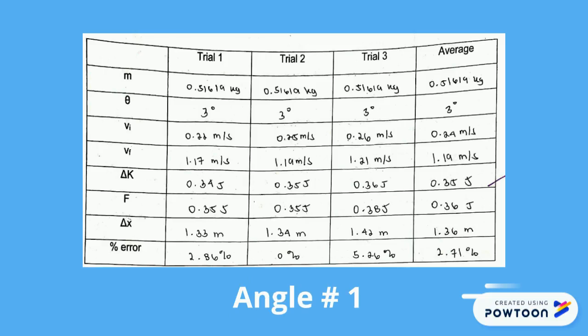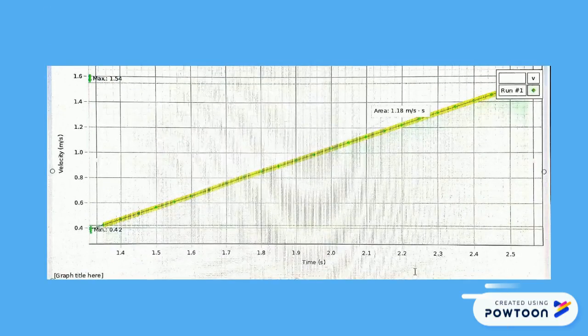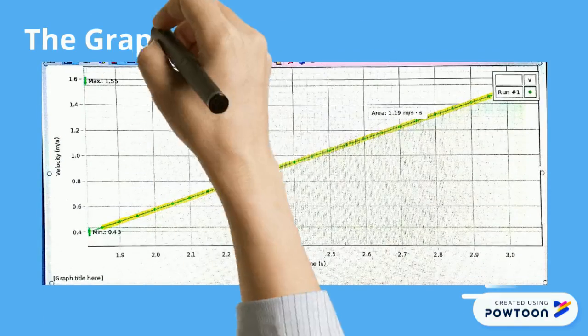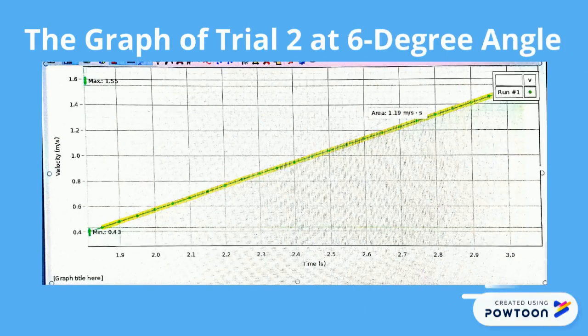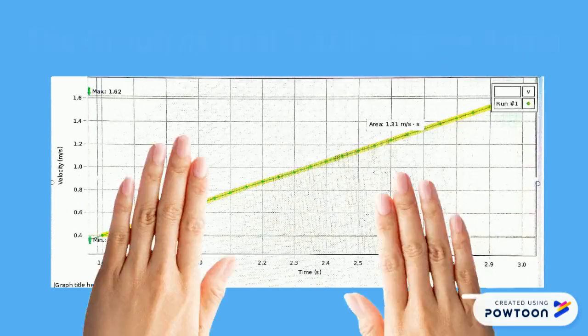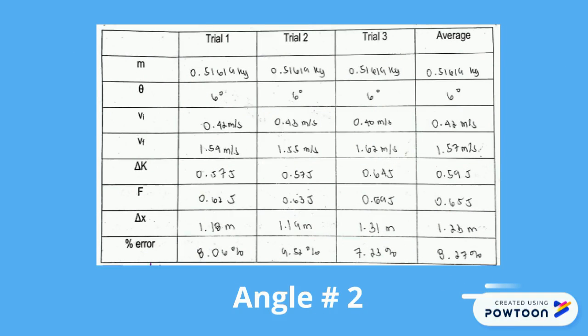The first table shows work done by the force of gravity on the dynamic cart and the change in kinetic energy of the cart computed at a 3-degree angle. On the second table, the computed values at a 6-degree angle for work done by the force of gravity on the dynamic cart and the change in kinetic energy of the cart were illustrated.